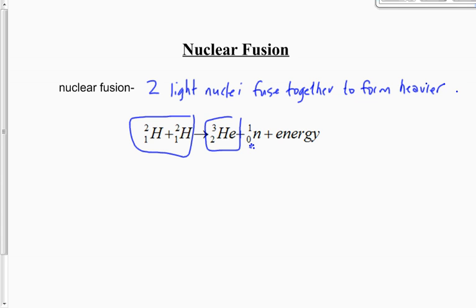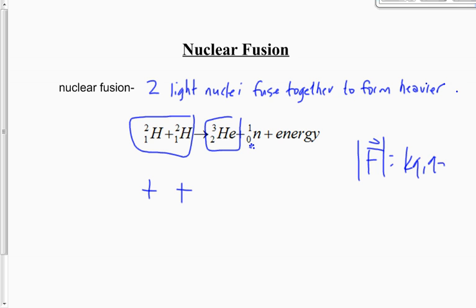But there's a problem with this. There's a problem with making this happen. The problem is that hydrogen and hydrogen are both positively charged. The nuclei are positively charged. You want to get them close together so they fuse together. But the closer you bring them together, the bigger the force of repulsion is going to be.